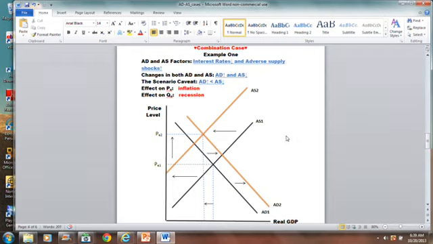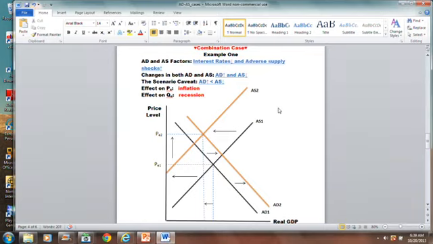If you have adverse supply shocks occurring more frequently, that will cause aggregate supply to decrease. So the aggregate supply curve will shift to the left. So the combination of these two factors: the lower interest rates will make aggregate demand go up, and adverse supply shocks increasing will make aggregate supply go down. So the aggregate supply curve will shift to the left, and the aggregate demand curve will shift to the right.